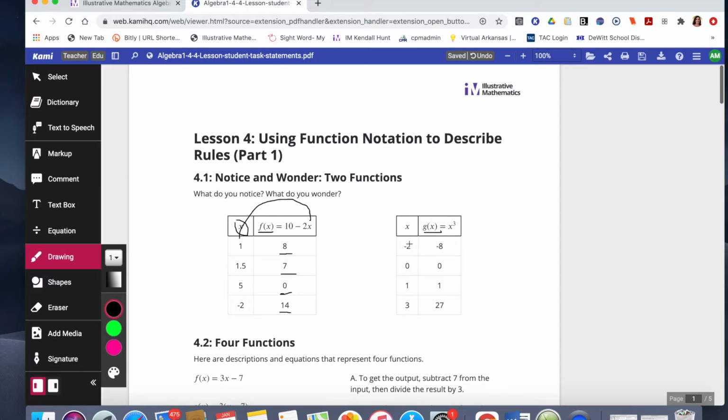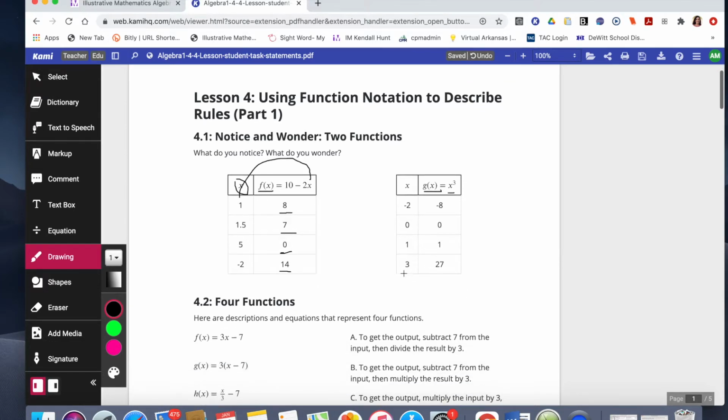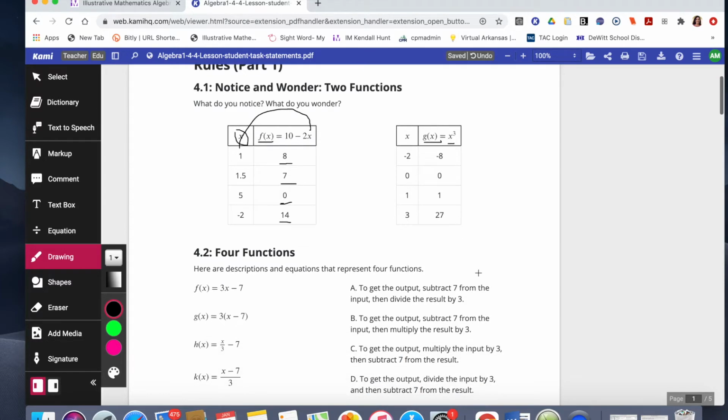Same thing here. If I have negative 2 for my input, I substitute it in for the x in this function, and I have negative 2 cubed. So it would be negative 2 times negative 2 is positive 4, and then 4 times negative 2 is negative 8. So that works out. And then 0 cubed, of course, is 0, 1 cubed is 1, and 3 cubed is 27.